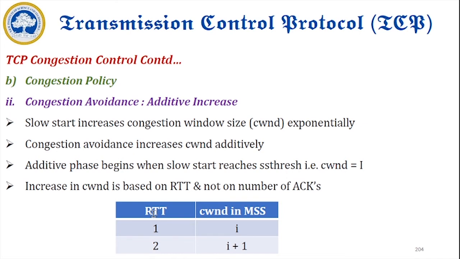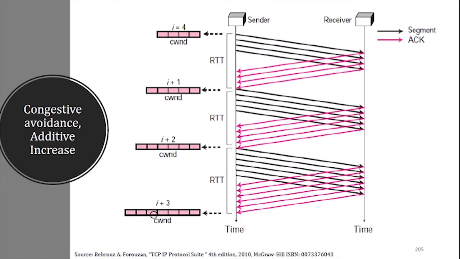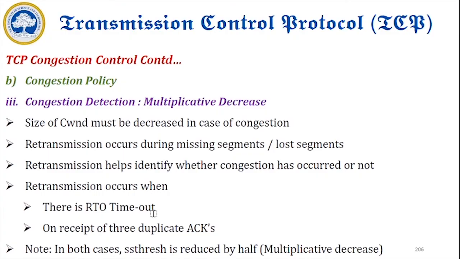Next one is about the congestion detection, which can be done with the multiplicative decrease. We have seen how the slow start helps to exponentially increase the congestion window size, and then how to avoid the congestion with the help of additive increase in the congestion window. Next we will see the congestion detection, which is about the multiplicative decrease. So if a congestion occurs, the congestion window must be decreased, right?